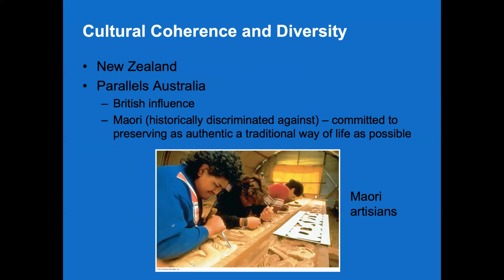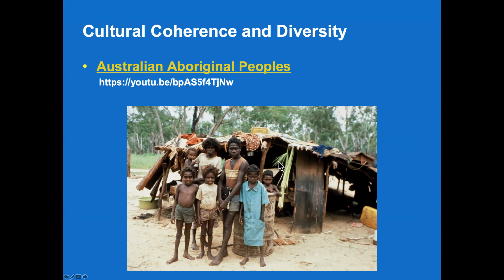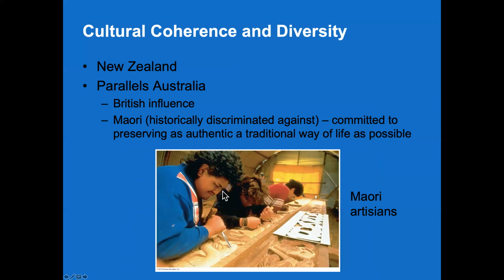In New Zealand, it parallels Australia to some extent. There's obviously British influence. There, the native population looks a little bit more Polynesian. So if you look at this individual here compared to these individuals here, the background is different. It's more Polynesian. People that would have occupied places like the Marshall Islands and Nauru and Tuvalu and Kiribati and so on.